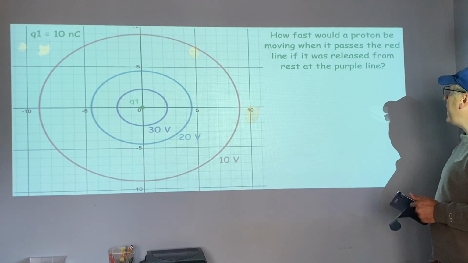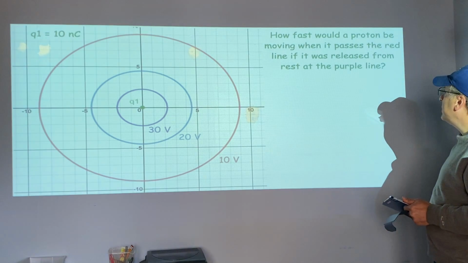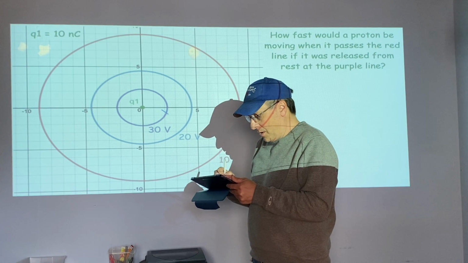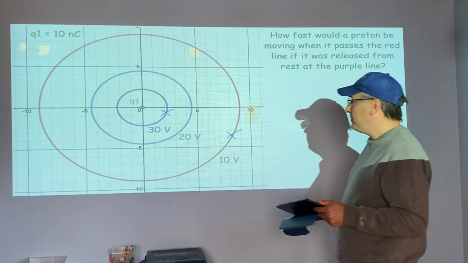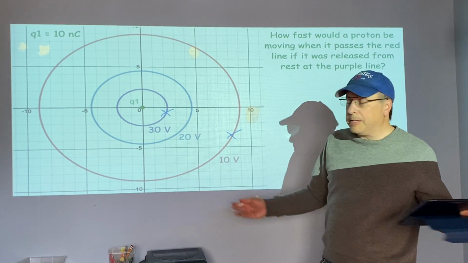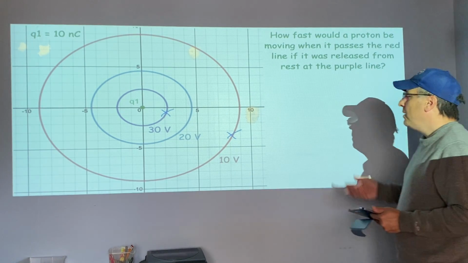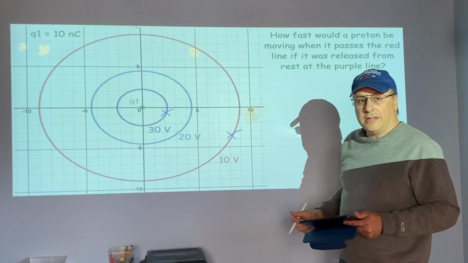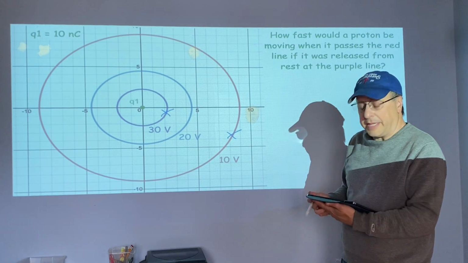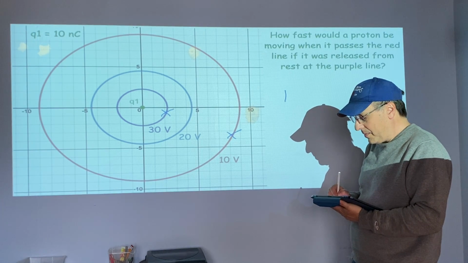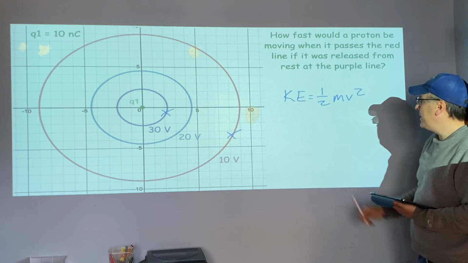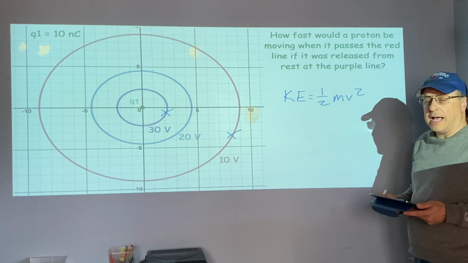Then you want to know how fast the proton would be moving. So this time we're going to start on the purple line. We're going to move to the red line. You do the same darn thing. Find the volts, subtract, get the potential difference. Multiply by the charge of the proton. That gives you again the energy change. In this case, we're losing potential, so we're gaining kinetic. So whatever you get, plug it into your kinetic energy formula and solve for velocity.